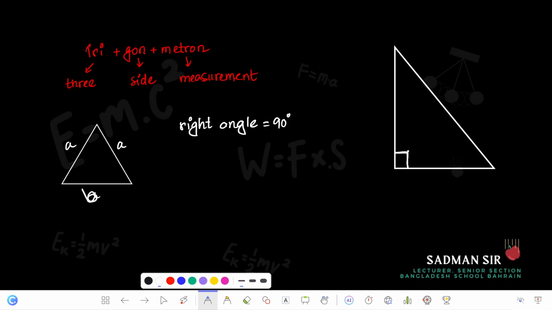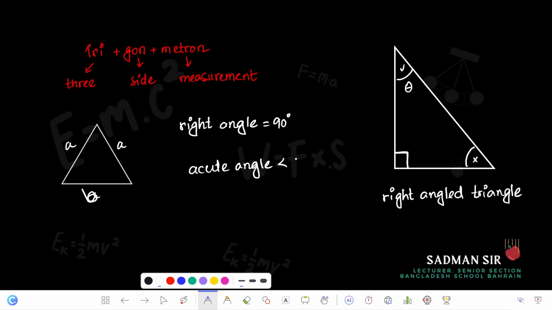So if in a triangle one angle is 90-degree, then we call that triangle a right angled triangle. It's not that all the angles have to be equal to 90-degree, and that is not possible also, because the other two angles, for example one angle here and another angle here, both of them will be acute angles. Acute angle means the angle is less than 90-degree. Why do they have to be less than 90-degree? Think about it in this way.